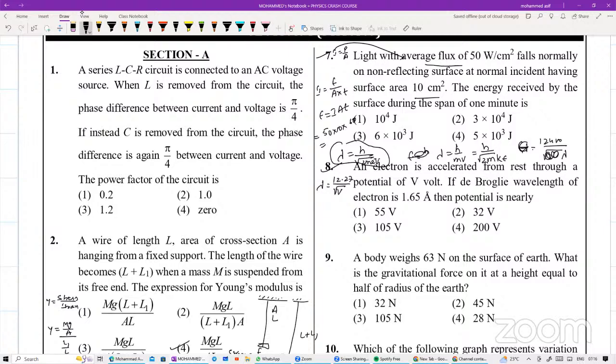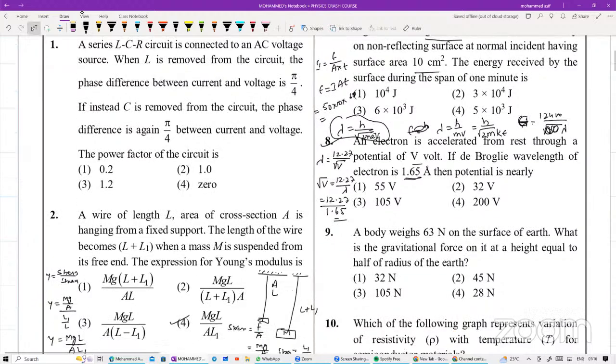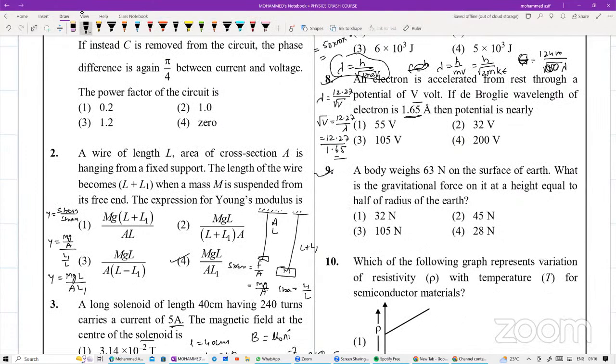An electron is accelerated from rest through a potential of V volts. If the de Broglie wavelength of the electron is given as 1.65, then how much is the potential? Take root V out. Root V is equal to 12.27 divided by lambda. What is the value of lambda, beta? 1.65 angstroms. So simplify, and that will give me the potential.